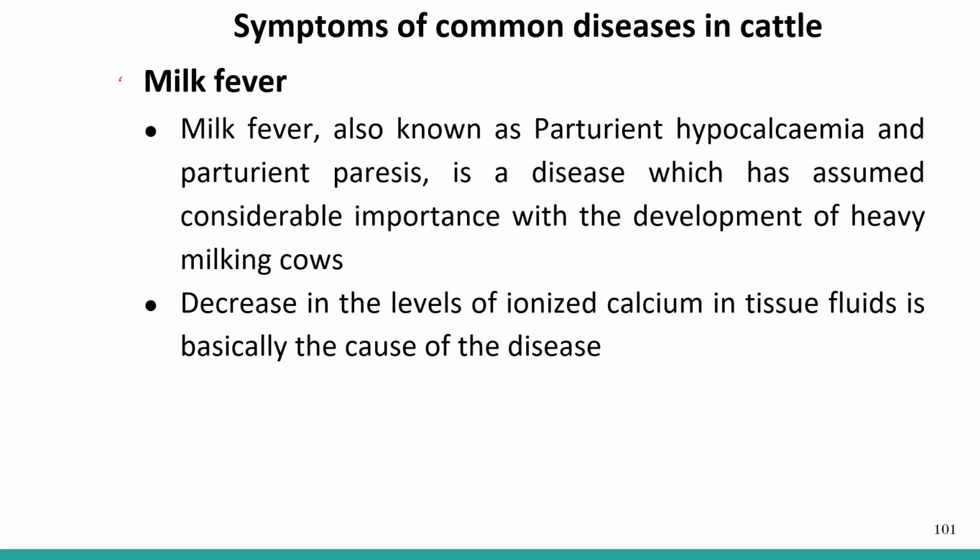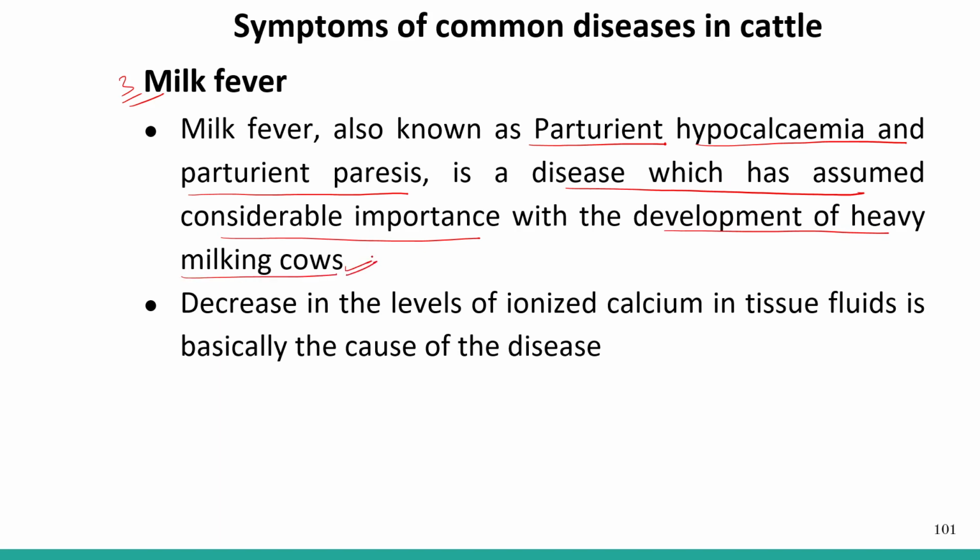So next is milk fever. Milk fever, also known as parturient hypocalcemia and parturient paresis, is a disease which has assumed considerable importance with the development of heavy milking cows. It is commonly known as milk fever, but it is known as parturient hypocalcemia. Hypocalcemia means a lower level of calcium, and parturient paresis has assumed considerable importance with the development of heavy milking cows.